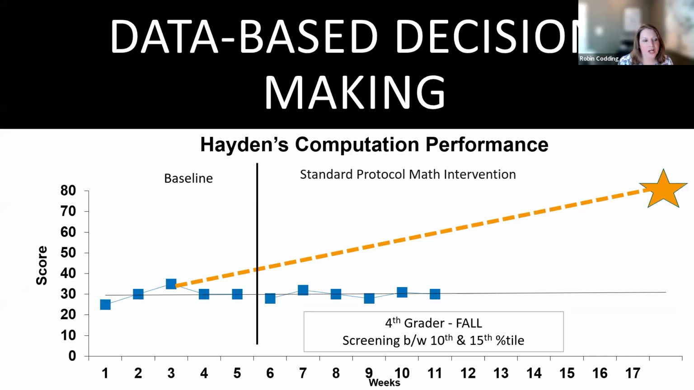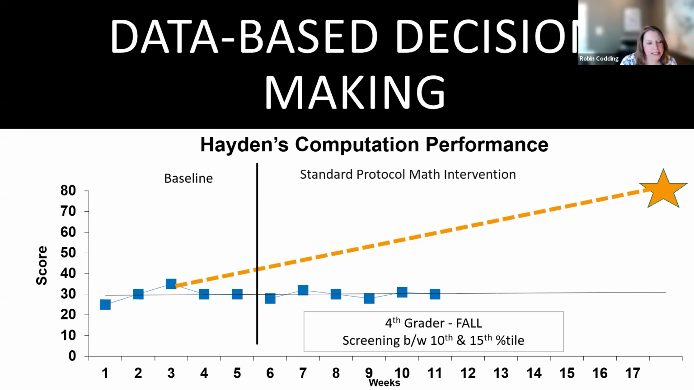But the part we're really focusing on today is how do we make those data-based decisions to individualize instruction. So let's take a look at this example graph. On the graph, you will see blue data markers for Hayden's performance during baseline, which represents general classroom instruction. And then when given a standard protocol math intervention, the first part of that data-based individualization process. You can see the orange dashed aim line or goal line and the star indicating the goal that Hayden is anticipated to achieve after so many intervention sessions.